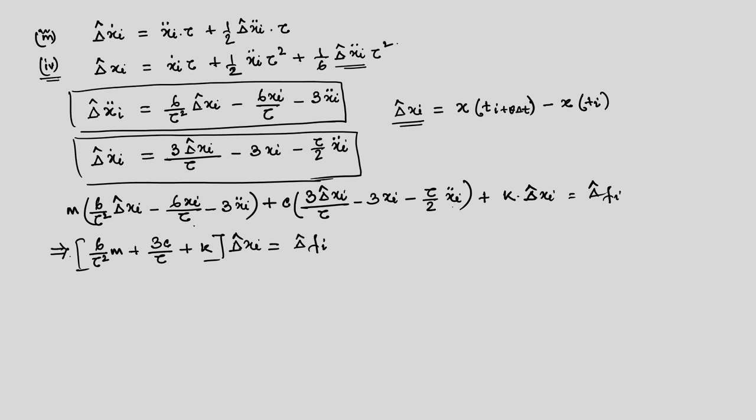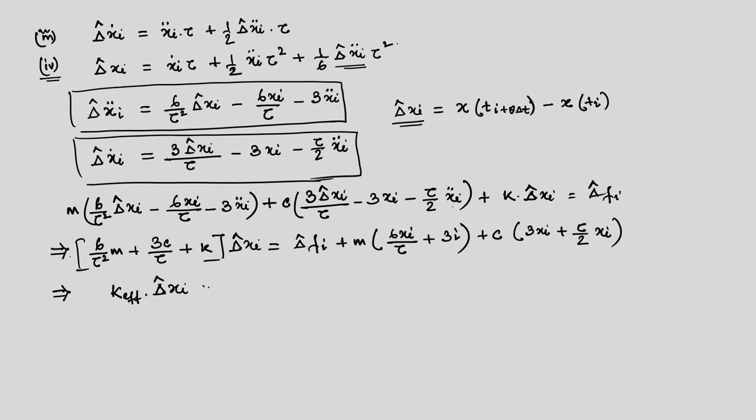Then we take the other components from the left hand side to right hand side. So, we will have plus mass times 6 xi dot divided by tau plus 3 xi double dot, plus c times 3 xi dot plus tau by 2 xi double dot. Again, we end up with the equation equivalent to static deformation. So, we have k effective times delta xi is equal to force effective. So, from this we can find out delta xi, which is nothing but k effective inverse F effective.